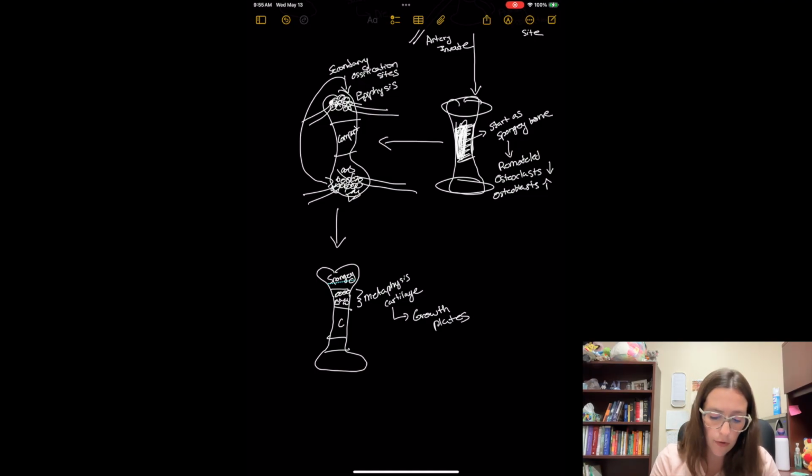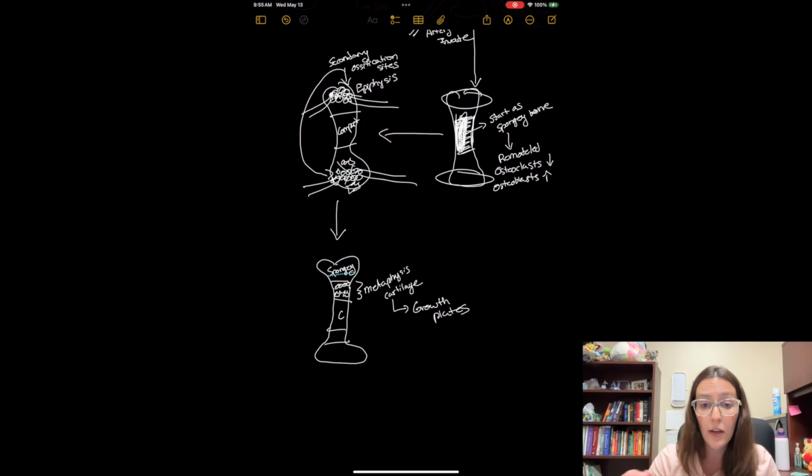Another thing that persists throughout your life is that the spongy bone doesn't completely, in the secondary ossification center, fill all of the cartilage. So we do still have some cartilage around the outside called articular cartilage, which is going to be that cartilage that we find in our joints that protect us as we're moving.